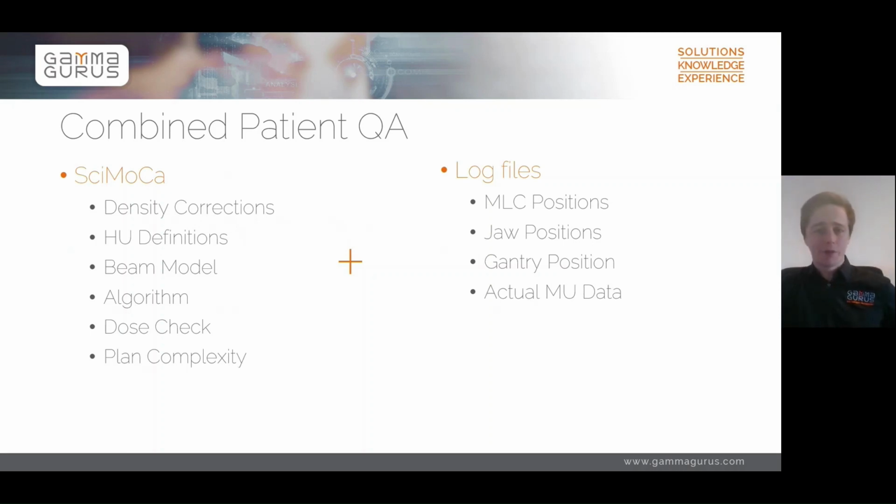In the logs workflow, we provide QA for the actual mechanical delivery aspects, RT logs containing information about actual delivered positions of the MLCs, the jaws, the gantry, together with actual MU data. All the logs information is then processed and represented as daily QA dose distributions on the patient CT. By combining both tools, all LINAC and TPS specific errors can be distinguished, detected, and analyzed, which is a unique offering compared to the traditional phantom-based QA methods and can be performed for every treatment fraction.